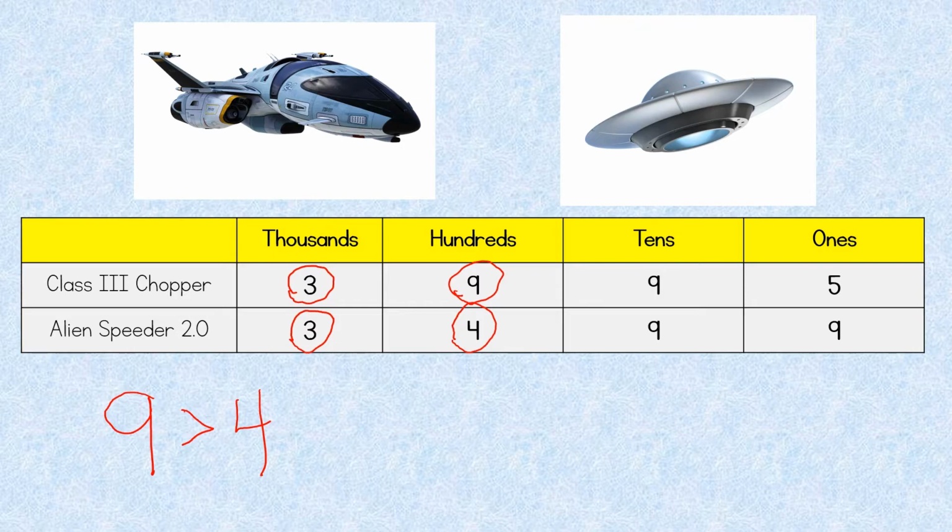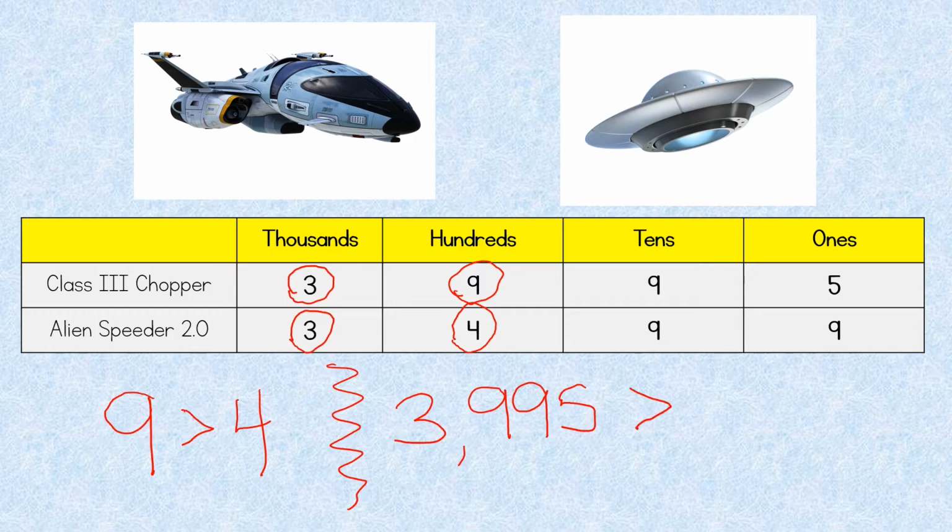So, you can write this like this: 3,995 is greater than 3,499. The Class 3 Chopper is the most expensive spaceship her character could buy in that video game.